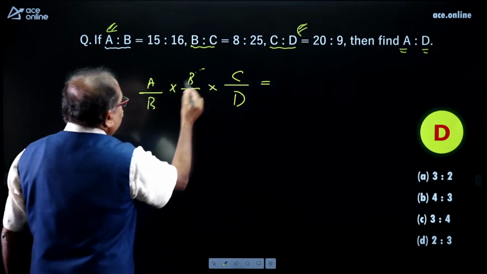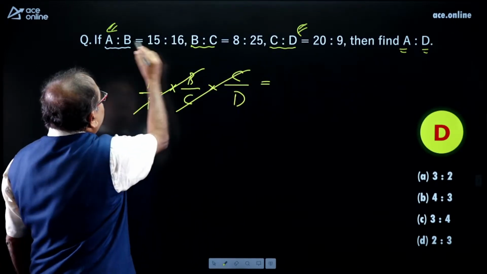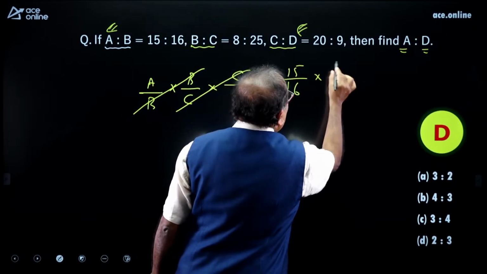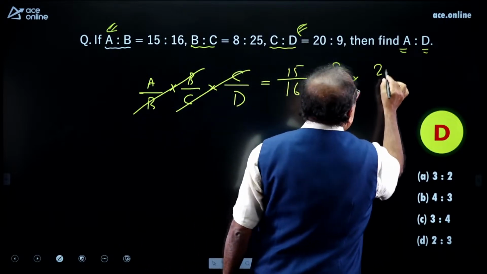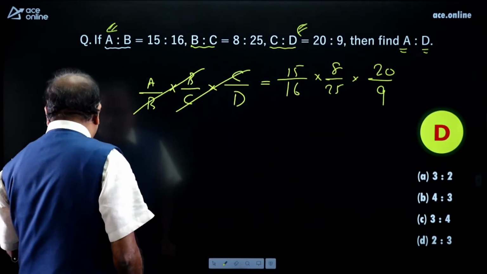That will give us, B gets cancelled, C gets cancelled, and A by D. And what is that? That is 15 by 16 and into 8 by 25 and into 20 by 9. This is going to give us the answer here.